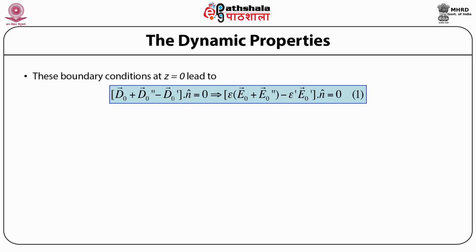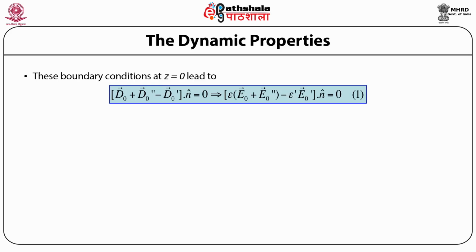So these boundary conditions at the interface, that is at z equal to 0, lead to the following equations. The first equation is in terms of the normal component of the electric displacement vector being continuous, and this gives us that the amplitude of the electric displacement vector of the incident wave plus the amplitude of the electric displacement vector of the reflected wave minus the amplitude of the electric displacement vector of the refracted wave, whole times the dot product with the unit normal vector n cap, is equal to 0.